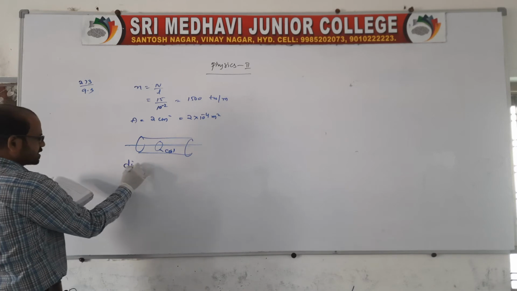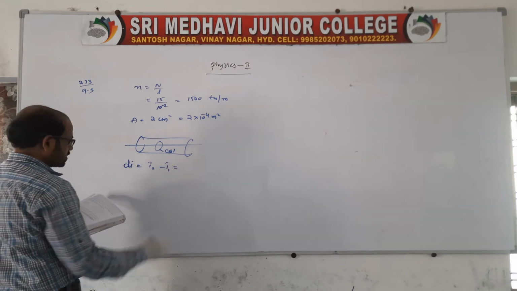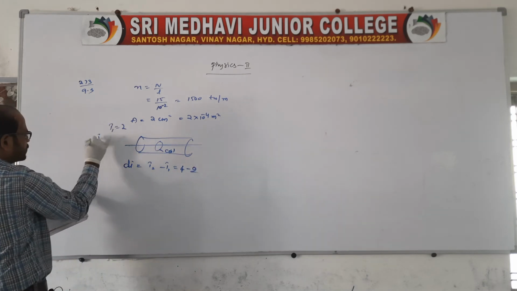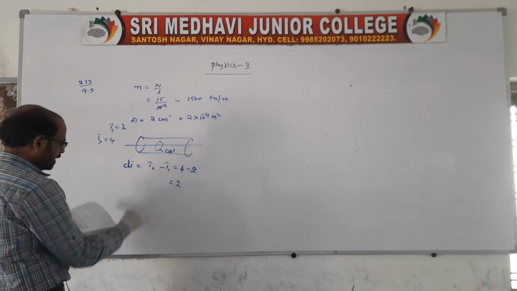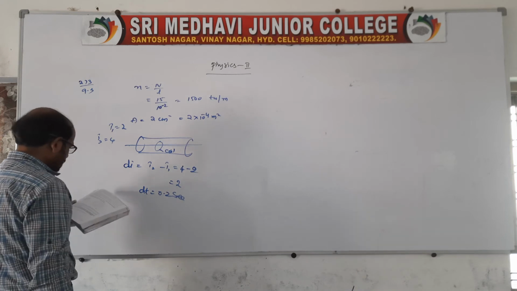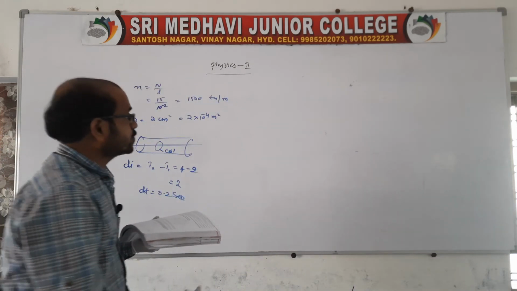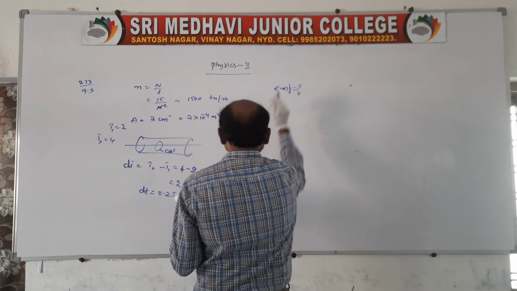There will be a change in current, that is I2 minus I1, because the current is given as 4 minus 2. You take I1 as 2 and I2 as 4, so we get 2 as the change in current, in time dt equal to 0.2 seconds. So what is the induced EMF in the loop while the current is changing? Induced EMF is asked.